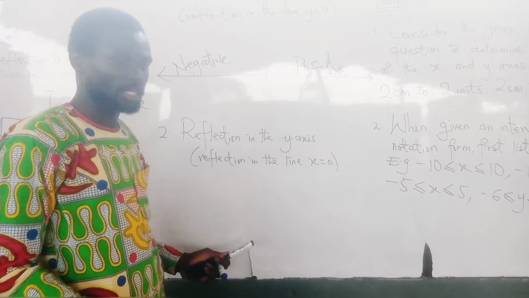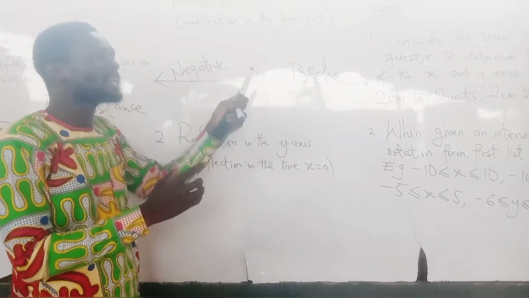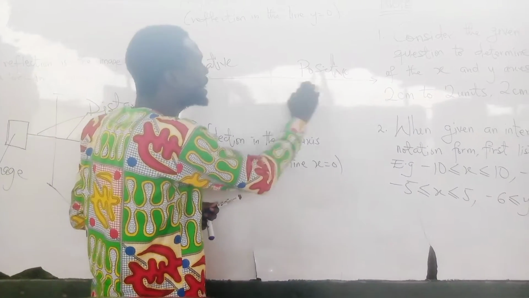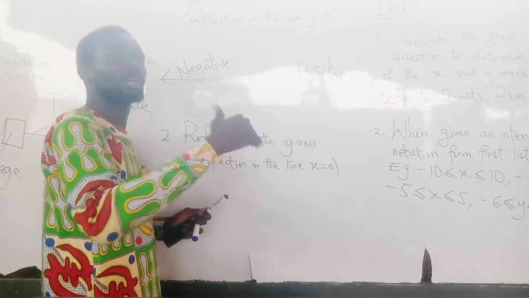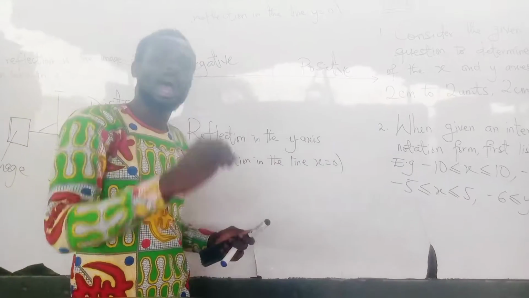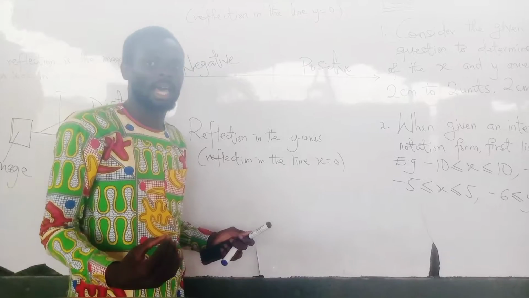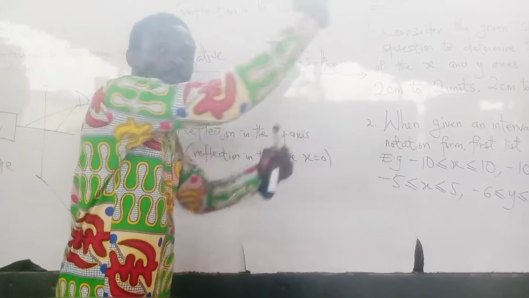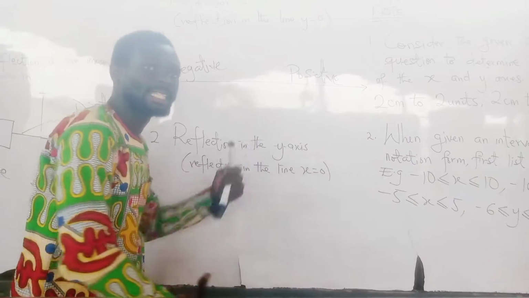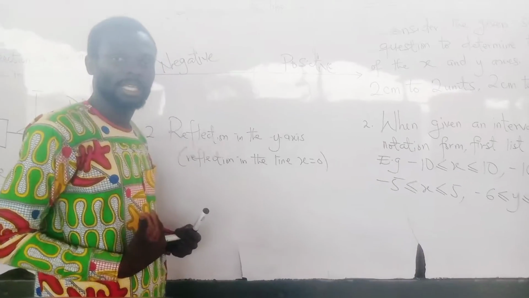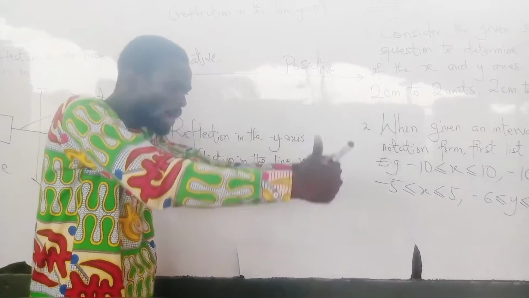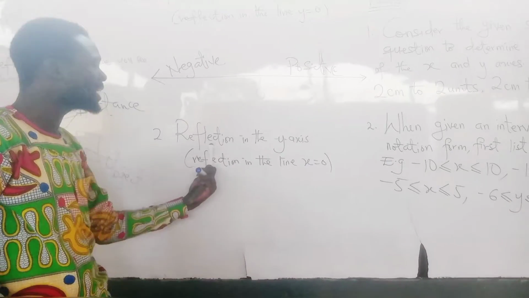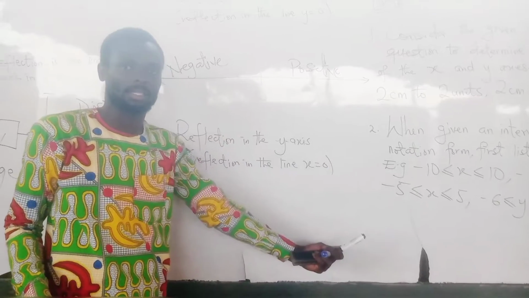Negative numbers. So if you are being asked to reflect in the x-axis, then we are going to take the x-axis, which is the horizontal line, as our mirror line. And know that if you have a mirror, the image is opposite the object, and the distance from the mirror to the object is the same distance away from the mirror to the image. Then we have reflection in the y-axis.